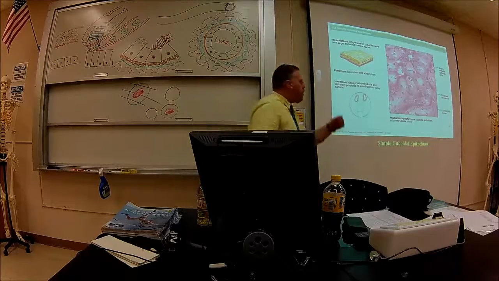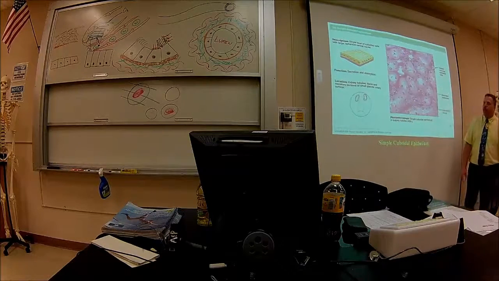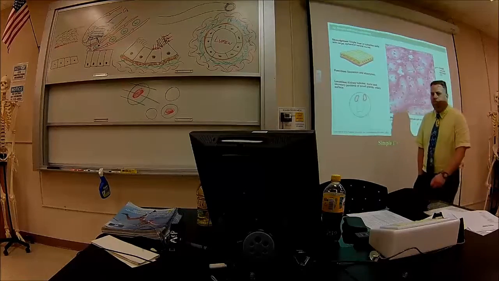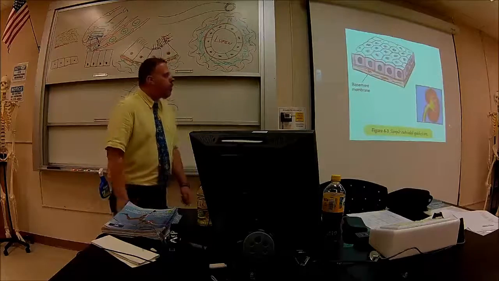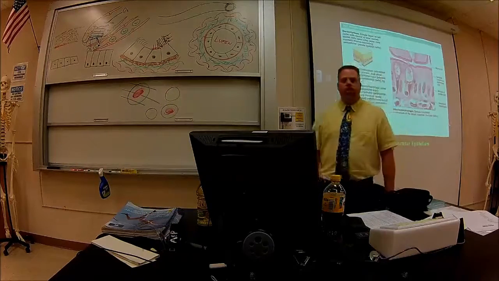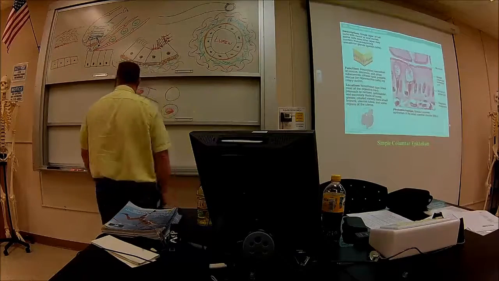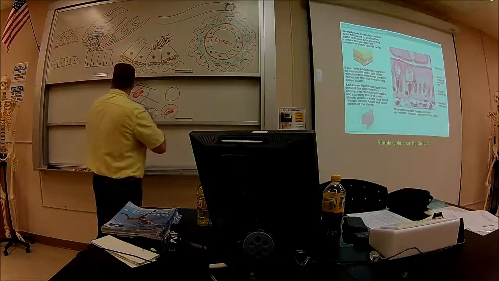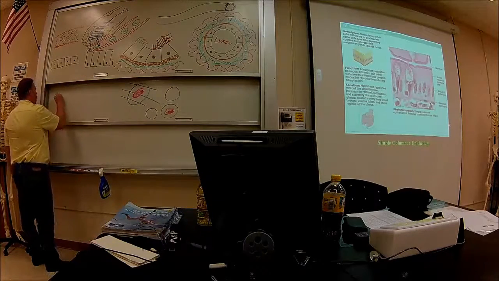Okay? So this is simple cuboidal epithelium. You'll find it in the kidney. It's going to be there for secretion and absorption. Okay? And it kind of looks like that. Now, here's simple columnar epithelium. Simple columnar epithelium is going to look like this.